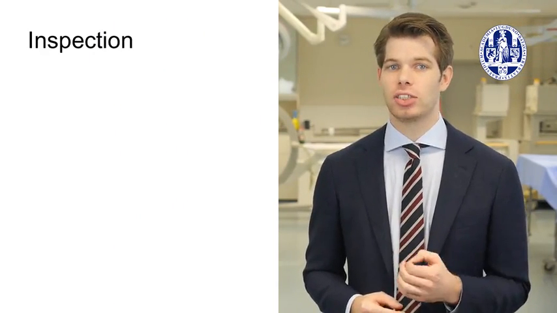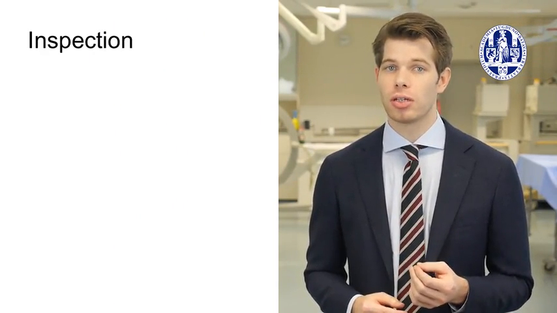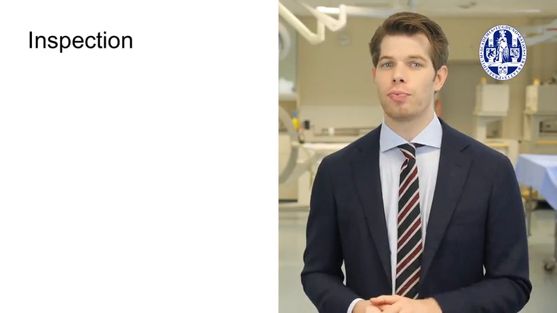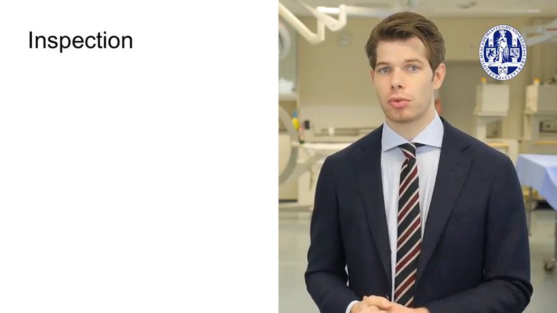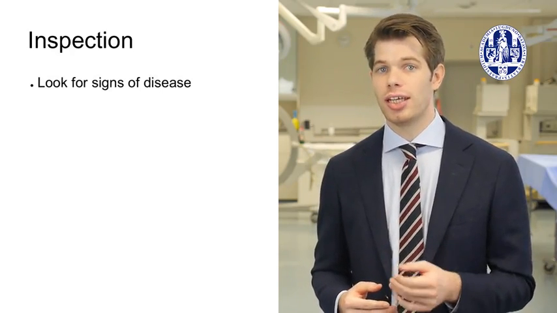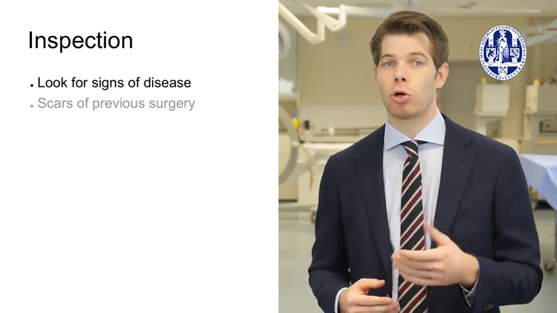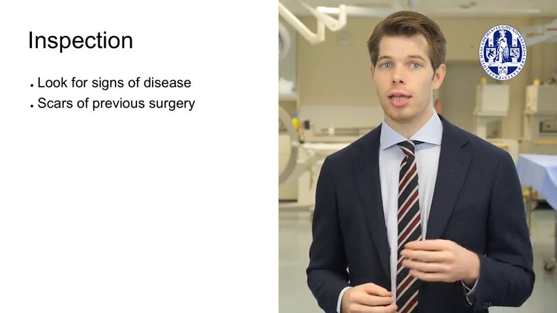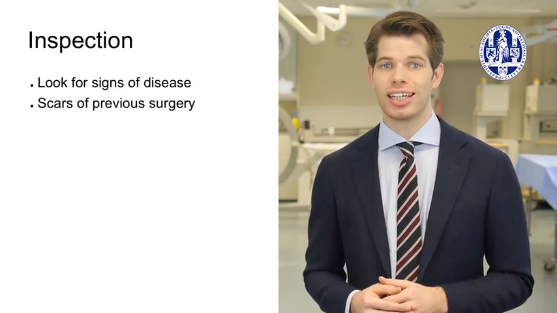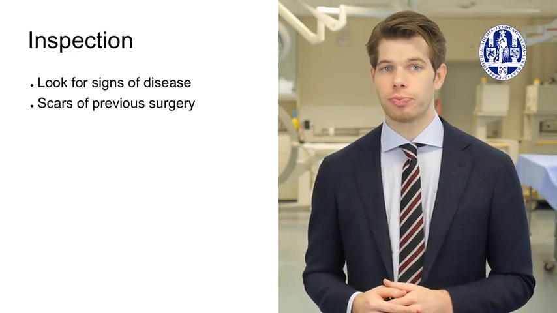The first step of the examination is inspecting the abdomen. On first glance, this may not seem that helpful. However, the trained eye is able to make many observations. Bulges can be spotted, indicating a possible herniation, scars from previous surgical procedures, or injuries can be seen. Enlarged superficial veins can even suggest liver cirrhosis.